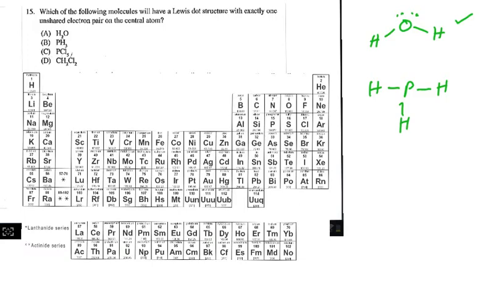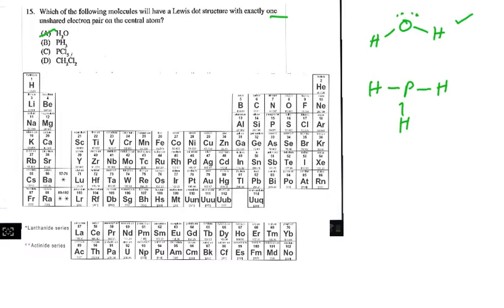You remember that it has two lone pairs on it, so that's not going to be the answer. We're looking for one with exactly one unshared electron pair. Just to remind you of the proper way to draw Lewis structures, we're going to do PH3. Remember, you put P in the middle because there's less of them.